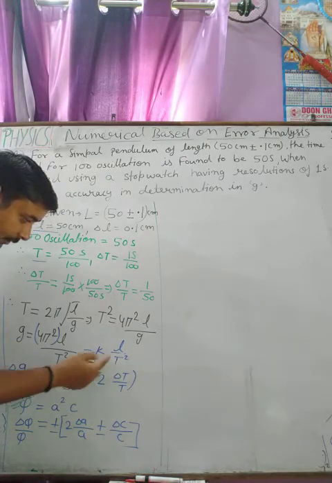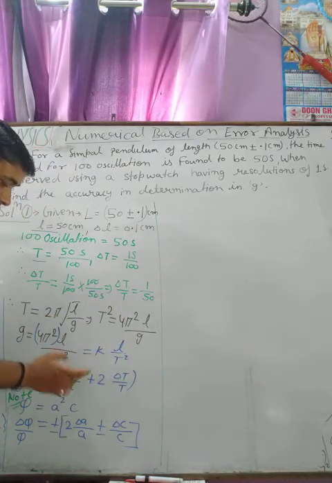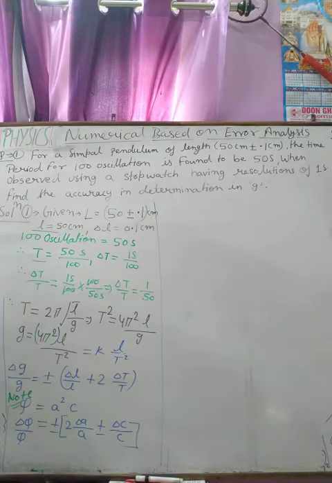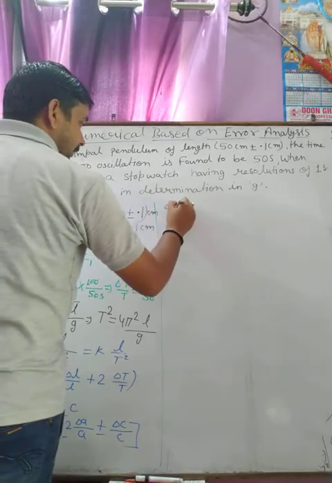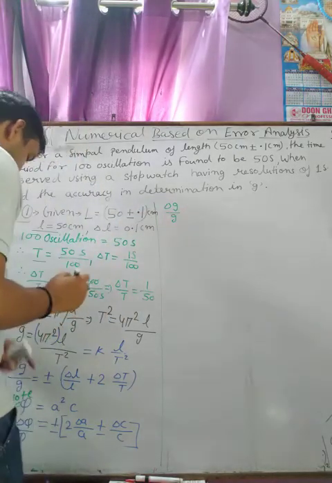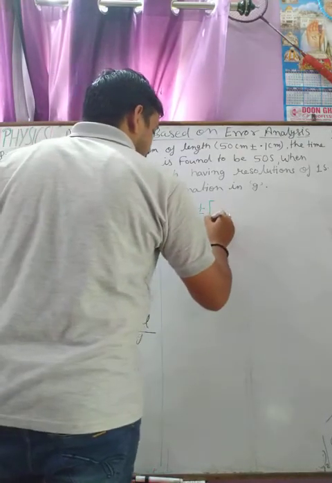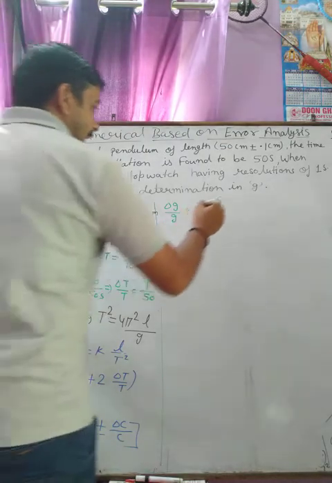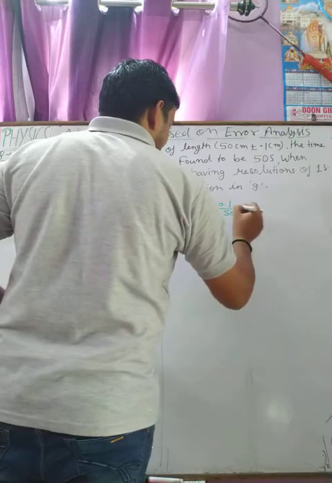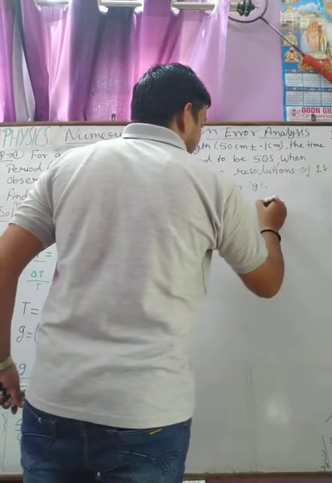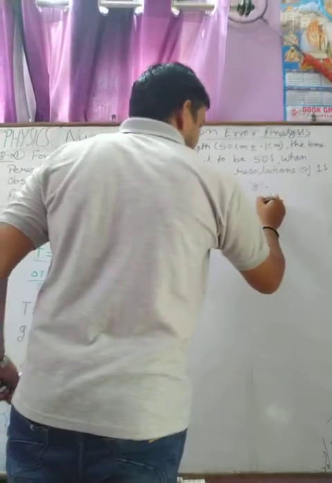We are using t in the denominator and we are using here plus because plus minus sign हमने ऑलरेडी बाहर रखा हुआ है. Now on putting all these values, del g upon g is plus minus del L student. Del L we have 0.1 upon 50 and plus del t upon t, that we have 1 upon 50.